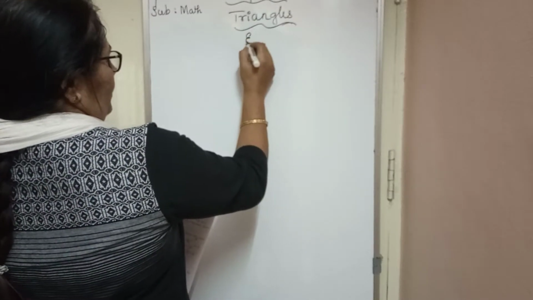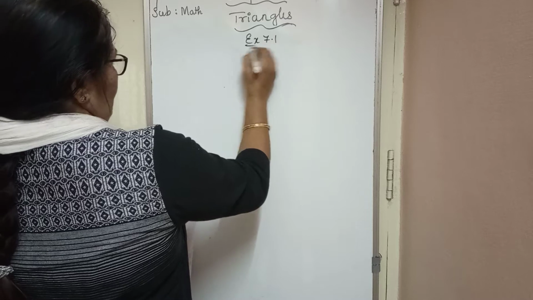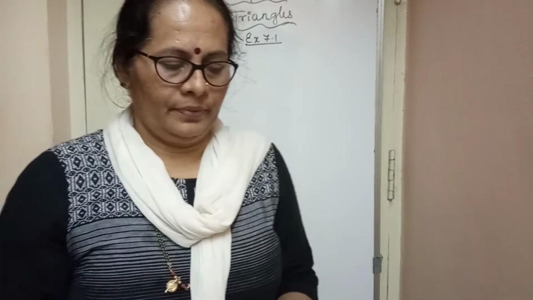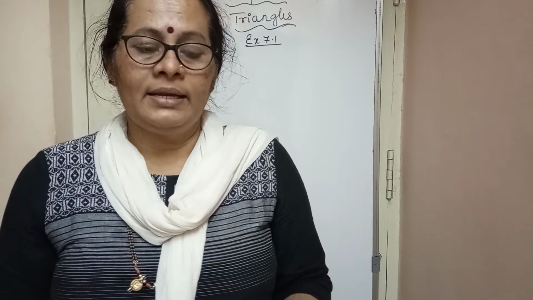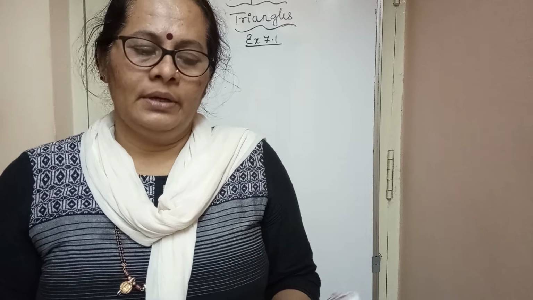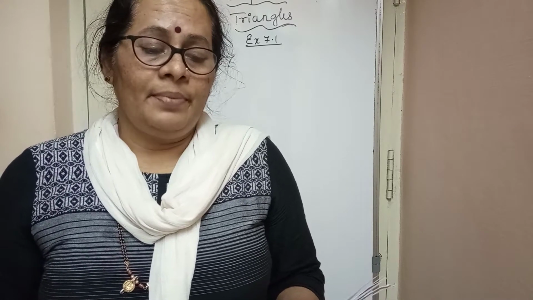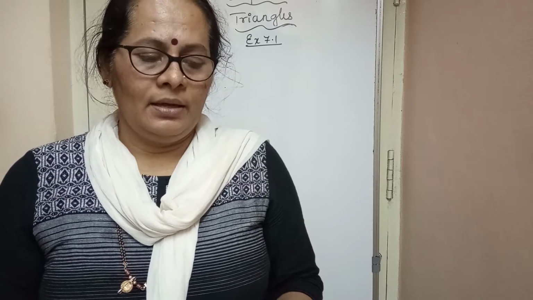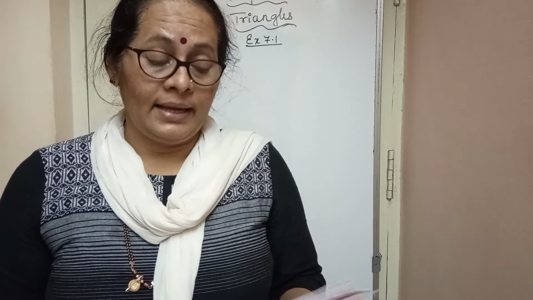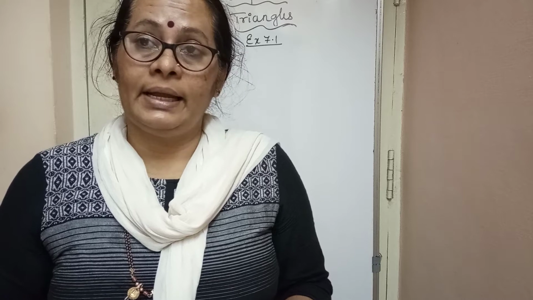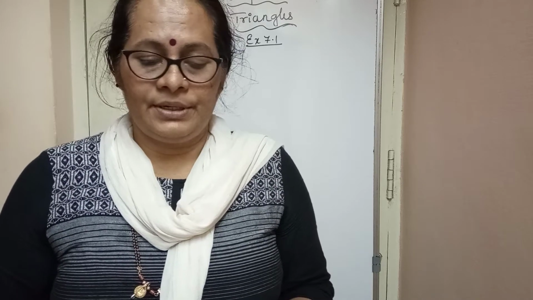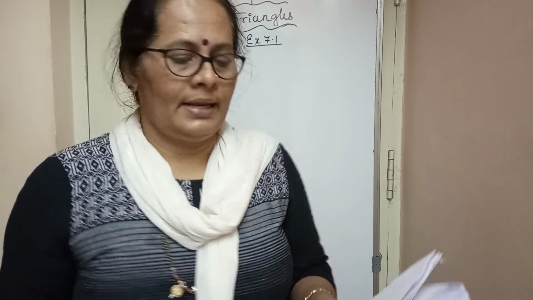Exercise 7.1, the fifth sum. If L is the bisector of angle A and B is any point, BP and BQ are perpendiculars from B to the arms of angle A, show that triangle APB is congruent to triangle AQB, and BP equals BQ, or B is equidistant from the arms of angle A.